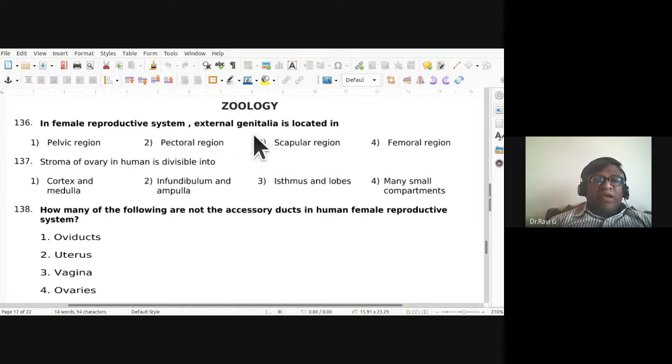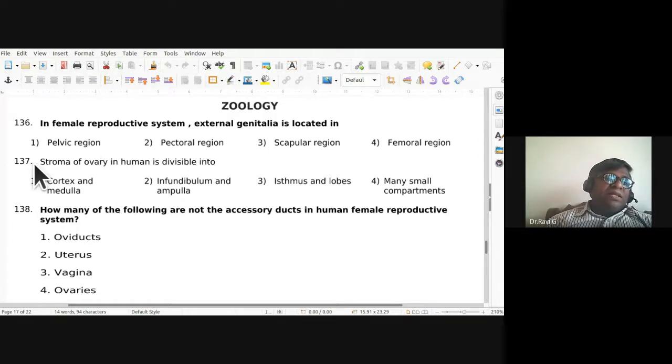External genitalia is located in the pelvic region, pectoral region, scapular region, or femoral region. So the external genitalia is located in the pelvic region. Okay. So the vagina is located in the pelvic region. So that is what the external genitalia implies.